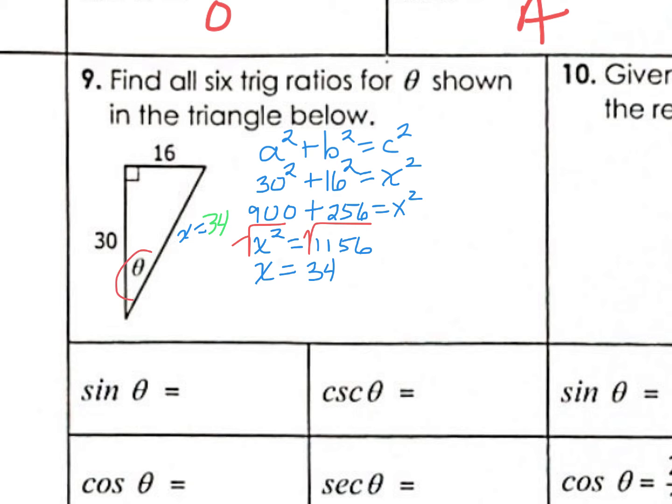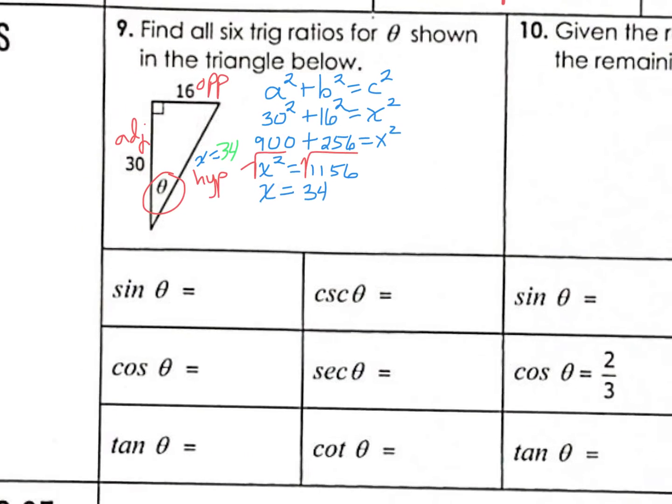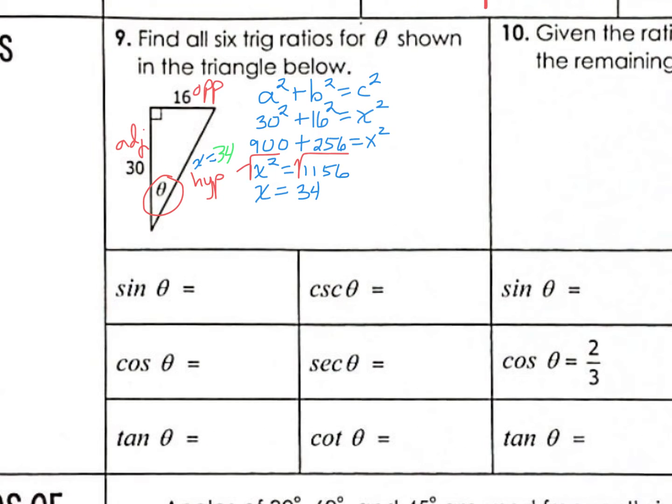So now this is my angle of reference, and I'm going to start finding my opposite, adjacent, and the hypotenuse. So I like to find my hypotenuse first. So right here, this is my hypotenuse. And that means the other 2, the legs, are going to be side opposite and adjacent. So if this is my angle of reference, opposite it is 16. And this must be adjacent, the 30. All right, so we're going to find our 6 ratios.